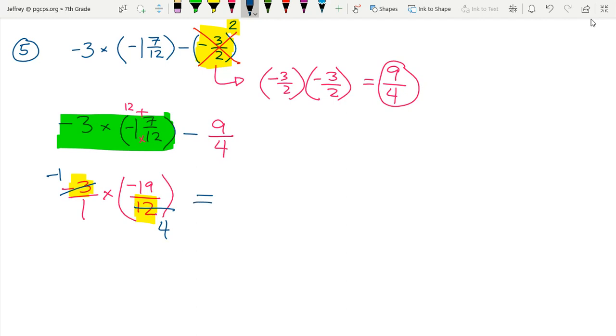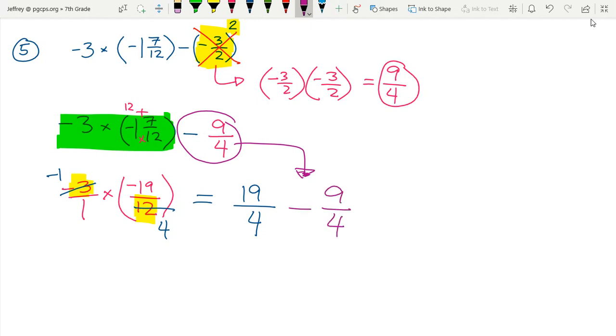Now, we have negative 1 times negative 19 will give you a positive 19 over 1 times 4 is 4. Now, I'll bring minus 9/4 next to 19 over 4. So minus 9 over 4. Do we have the same denominator? Yes. So that means we can subtract right away. 19 minus 9 would be 10. And we don't subtract 4. This is subtraction, so we keep the denominator, 4.